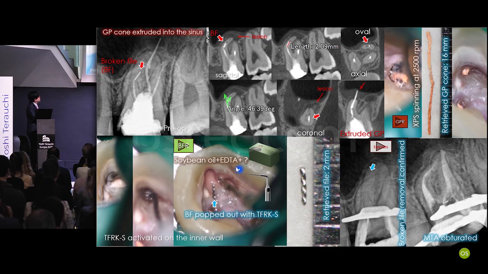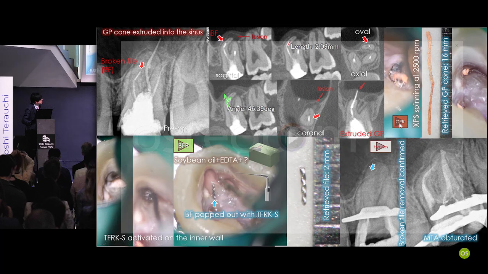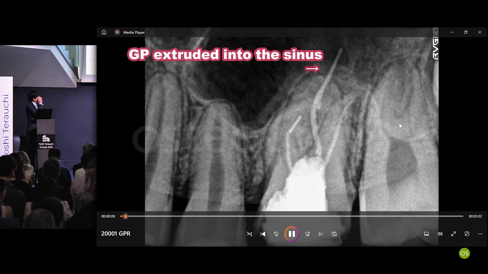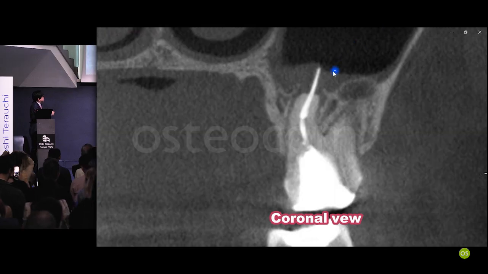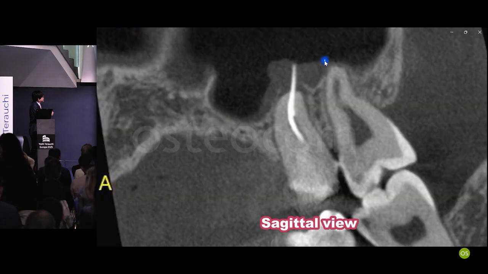Another case, you see the gutta percha completely extruded from the palatal root. Look at the gutta percha. Look at the sinus. So let me show you what I did. Basically, I did the same. So look at the gutta percha fillings, completely extruded into the sinus.